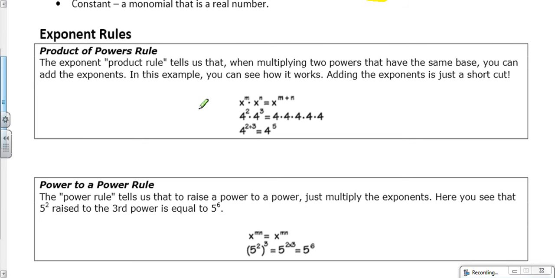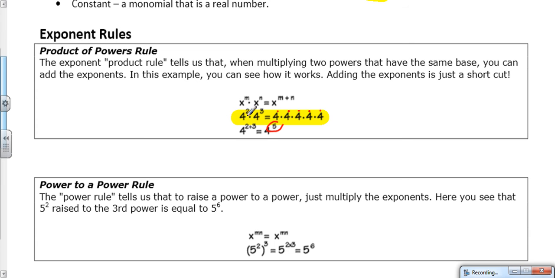Product of powers rule. Now we would traditionally look at this right here. We have 4 squared times 4 cubed. Now 4 squared means we have 4 times 4, there's 2 of them. 4 cubed is 1, 2, 3 of them. And when you look at that spread out like that, you see that you have 1, 2, 3, 4, 5 different 4s. So it's the same as writing 4 to the 5th power. So 4 to the 5th power can be written as a shortcut.